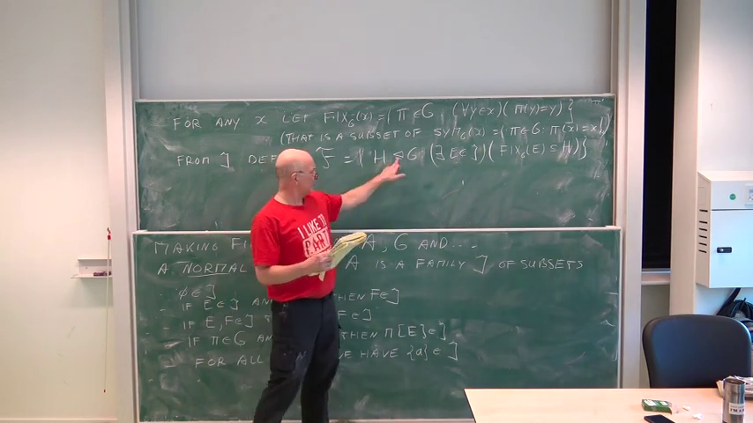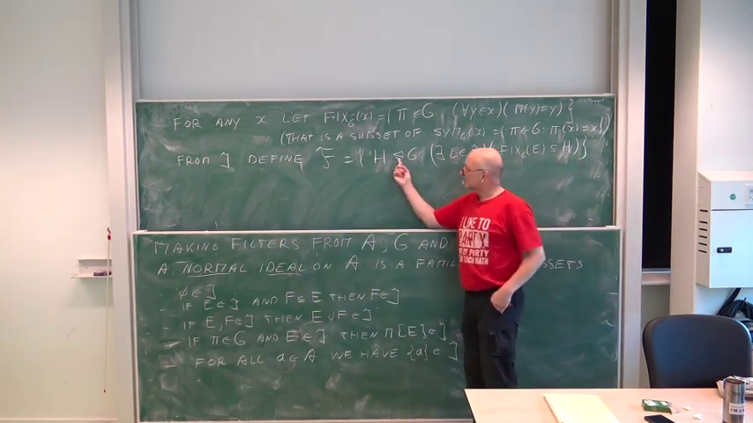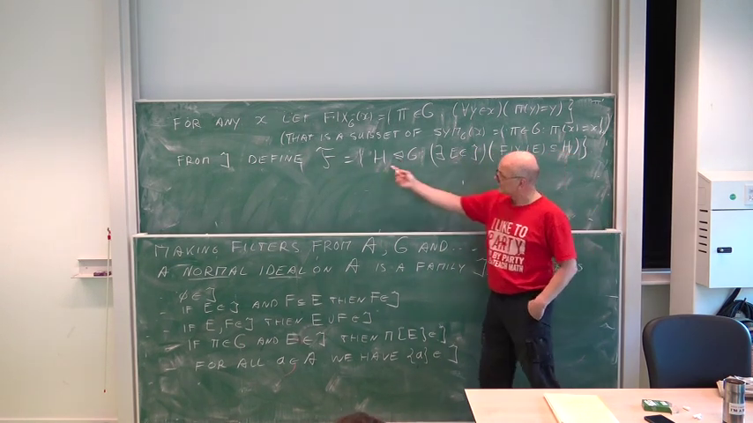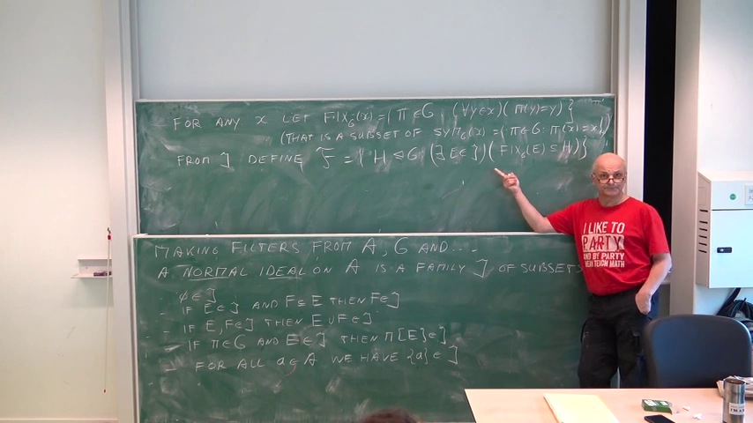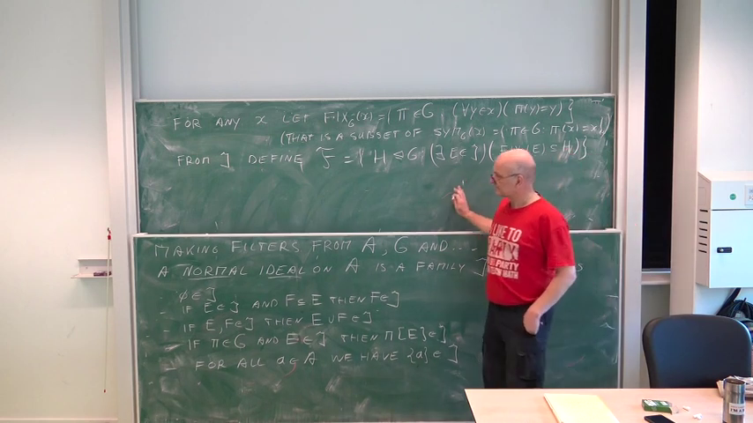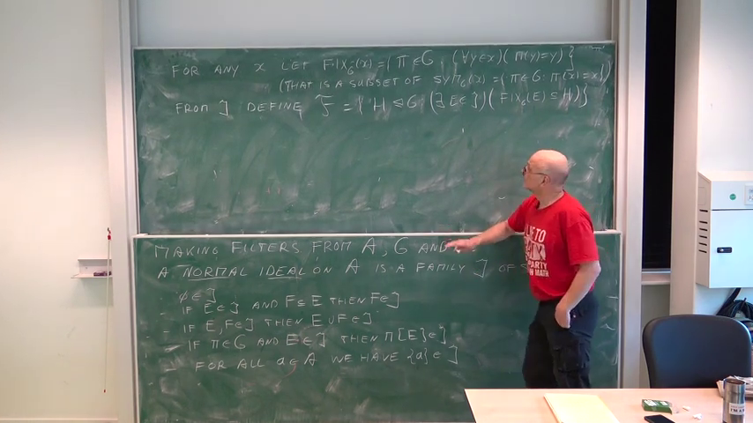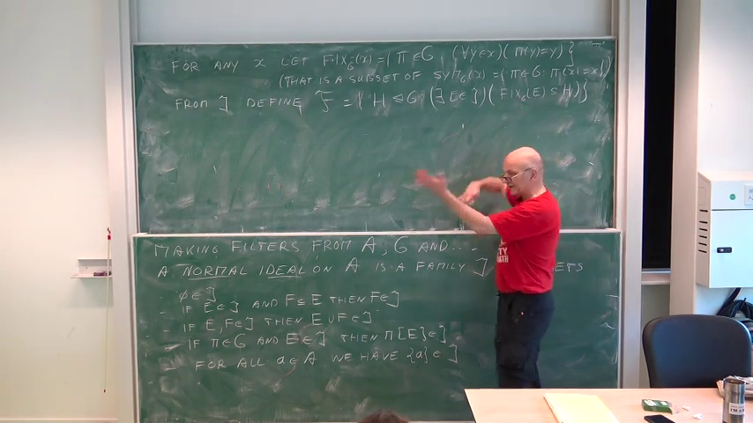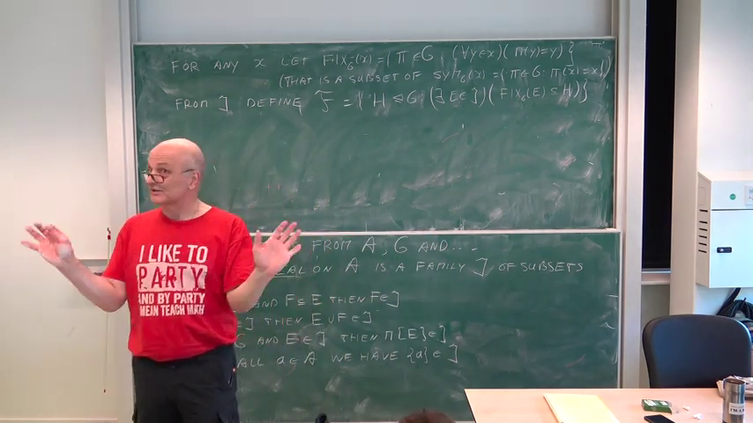I think this is the generally established notation for subgroups. We took what is our filter of subgroups? It consists of every subgroup that contains a fixing subgroup for some member of the ideal. That's it. We take all the members of the ideal, we take their fixing subgroups, and we take all the subgroups that are bigger than those things, and that's our filter.